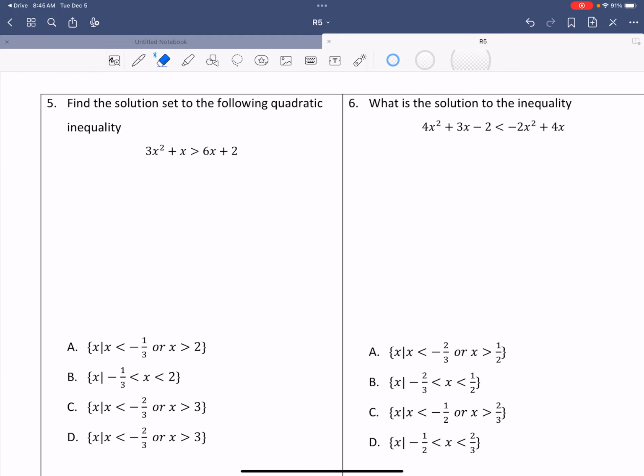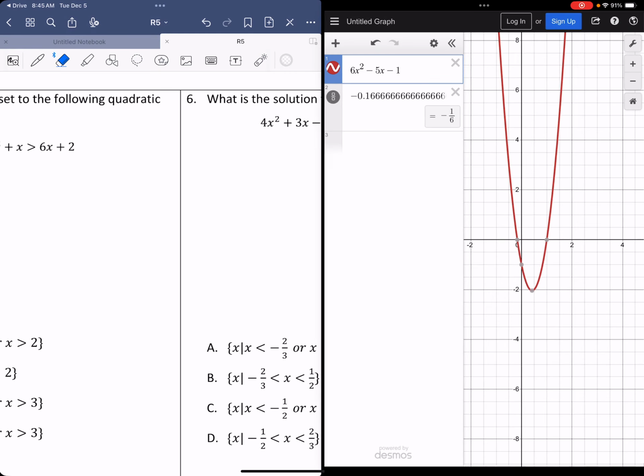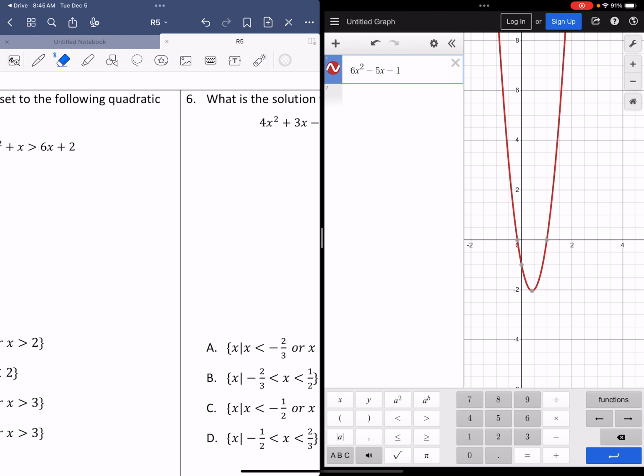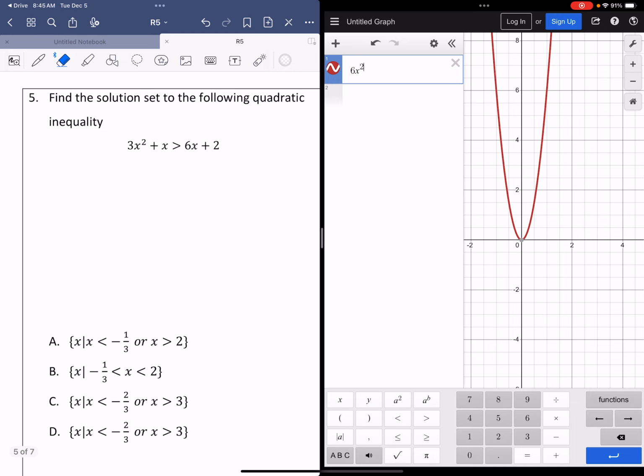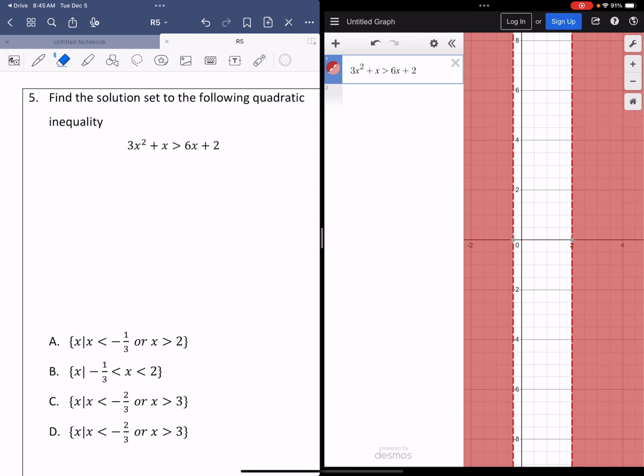So this is the thing that I really want to spend time on. So here, find the solution set. Because here, if you put this one into decimals, this one is what? 3x squared plus x is greater than 6x plus 2. Do you see this is shaded outside of these 2 points? So we already know the answer in this case.